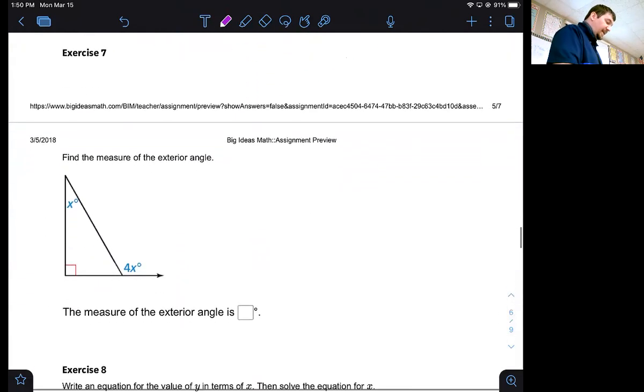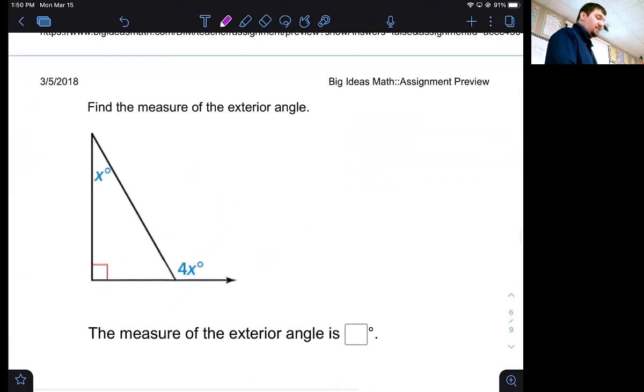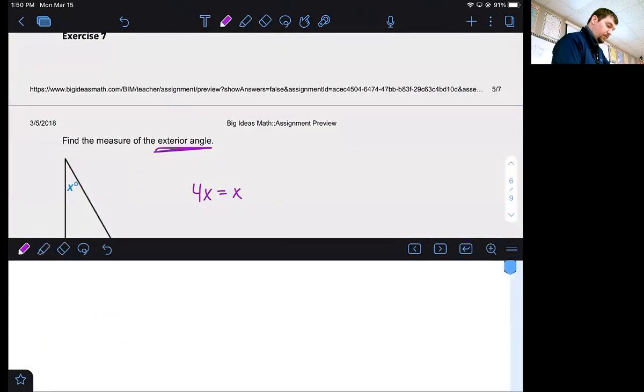Number 7, you're finding an exterior angle. Now, the exterior angle theorem says you don't need to know what this angle is. We just need to know the non-adjacent angles. Adjacent means next to, non-adjacent means the ones that aren't next to it. And I do know both of them. The exterior angle is equal to the sum of the two non-adjacent angles. So x plus, what's the other angle? 90.